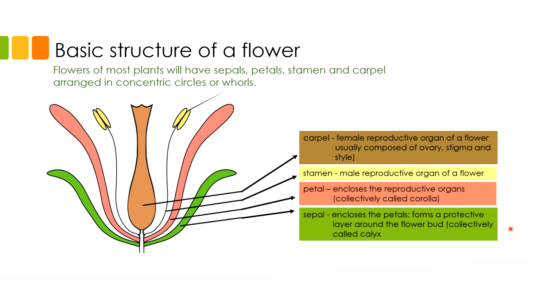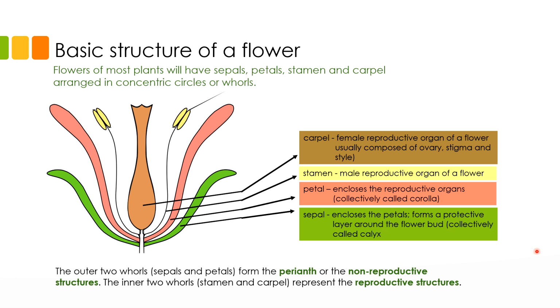Finally, we have the outer whorl composed of the sepals. The sepals enclose the petals and form a protective layer around the flower bud. A collection of sepals is called a calyx. The outer two whorls composed of the sepals and the petals form the perianth or the non-reproductive structures of a flower. The inner two whorls composed of the stamen and the carpel represent the reproductive structures.